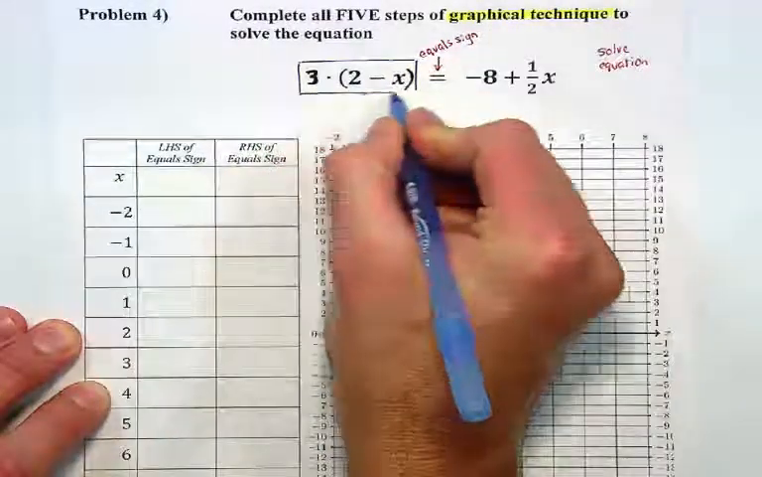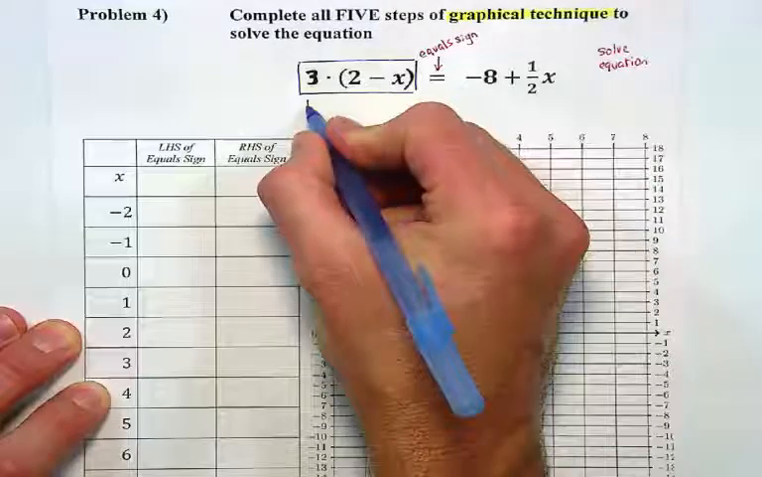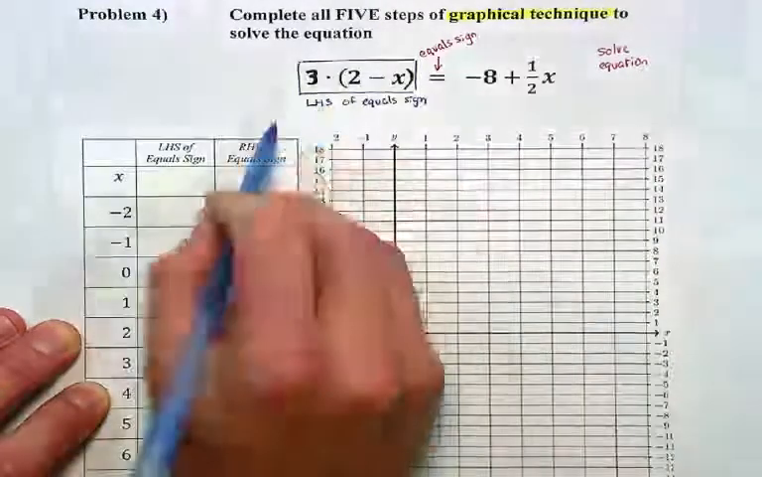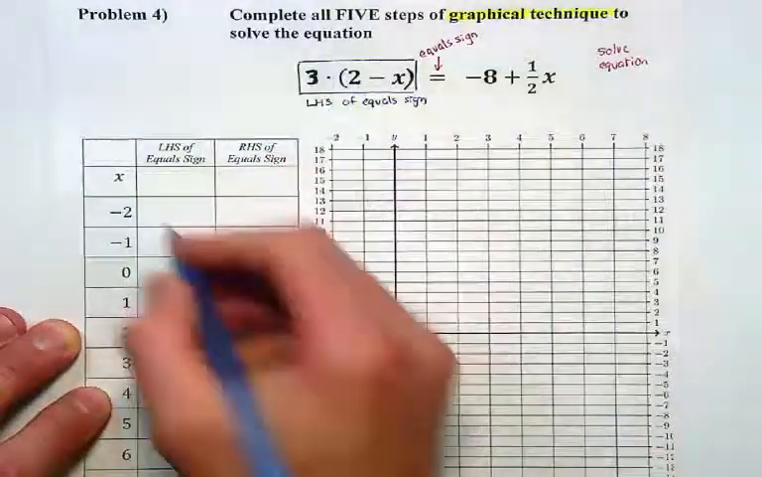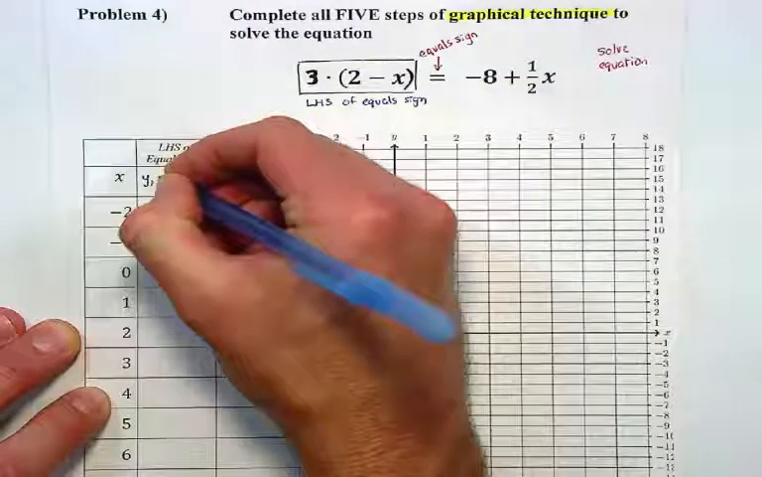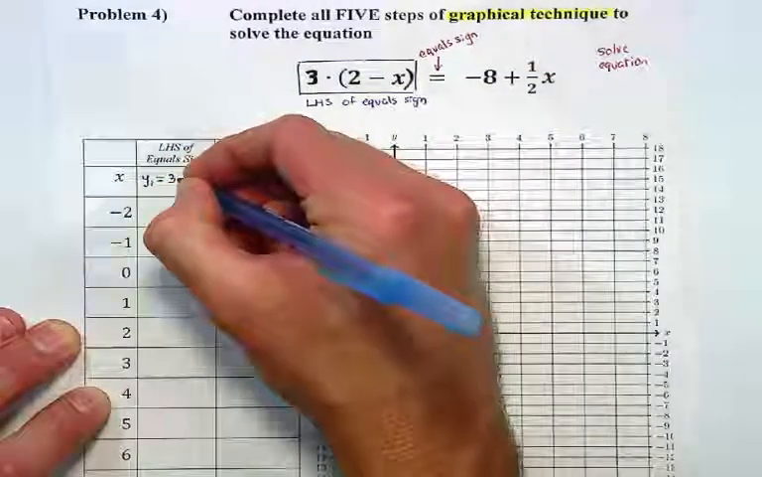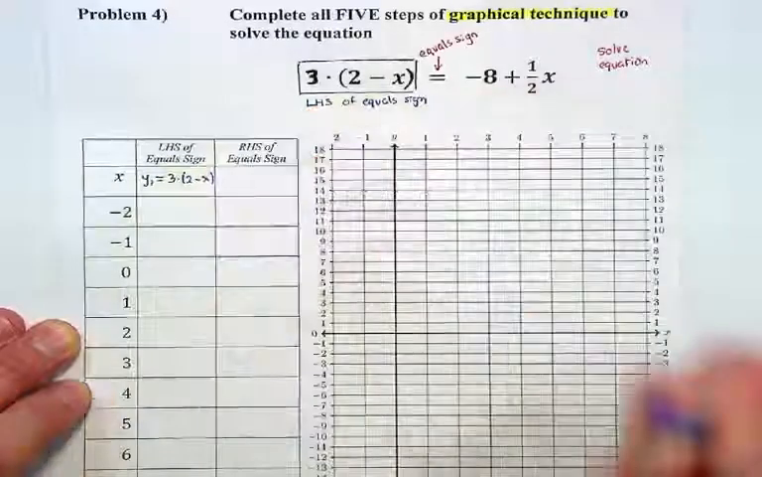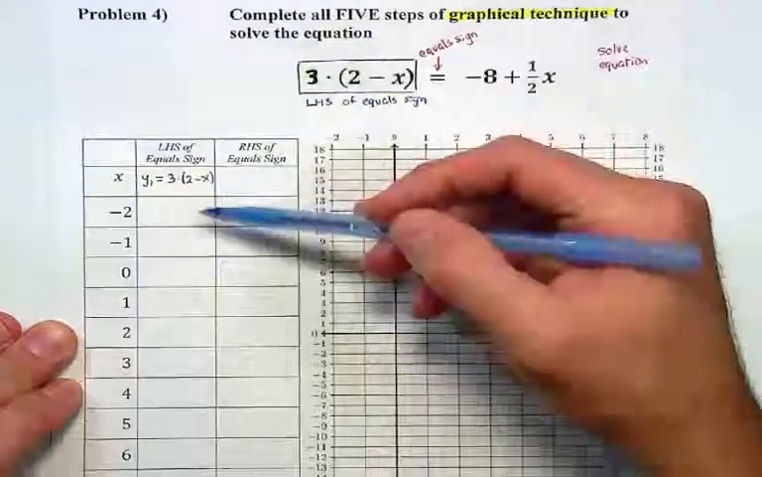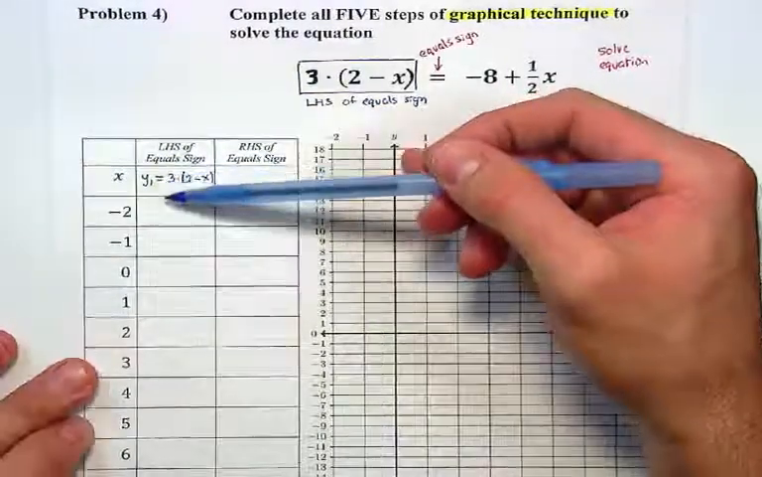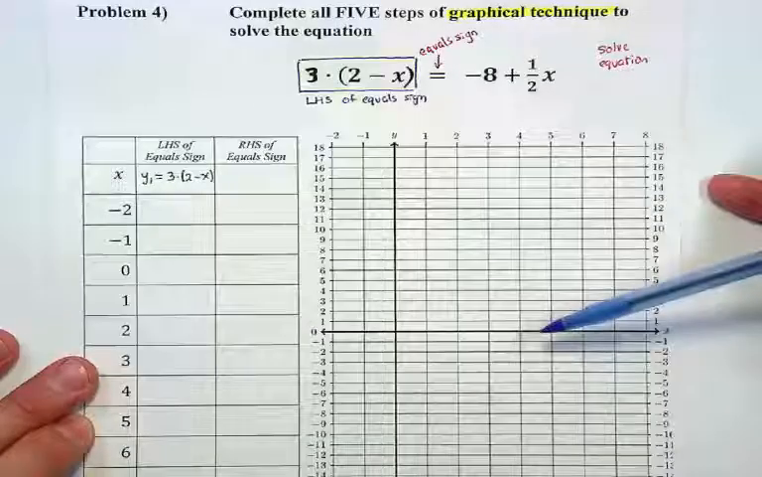Look what we see here. The left-hand side of the equal sign is defined as 3 times (2 minus x). We'll go ahead and define y1 to be 3 times (2 minus x). We saw in a previous video that we had kind of 2 choices to fill out this table and then plot the points on the graph.